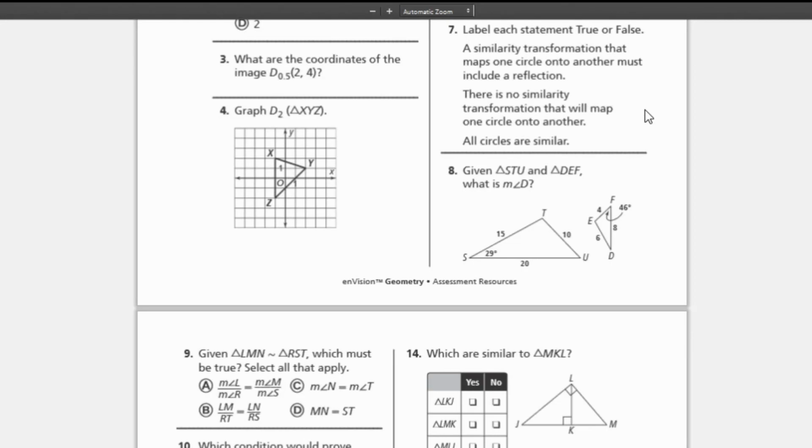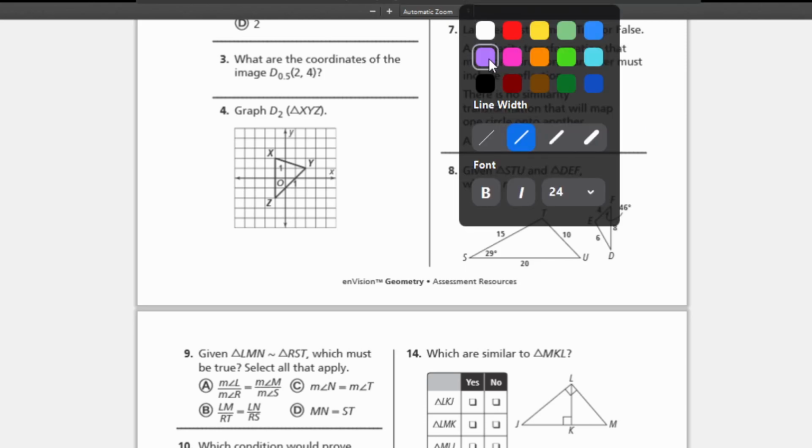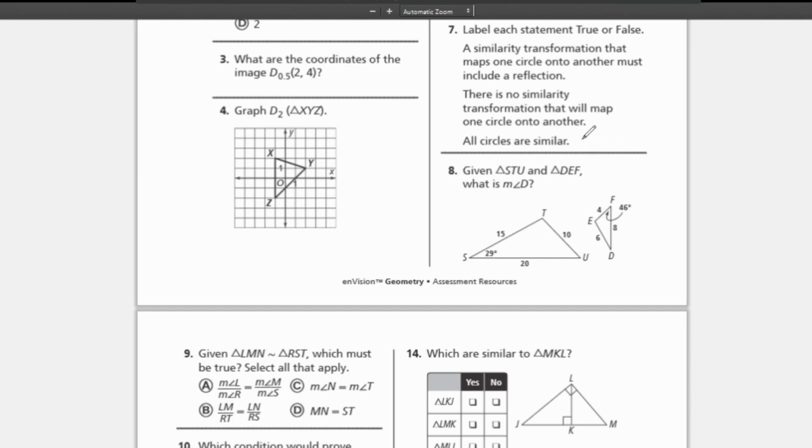Alright, number 7. This is pretty much straight out of the notes. Label each statement true or false. The one I'm going to go with first is that last one. All circles are similar. We said this a bunch of times. I've kept saying it. We talked about quarters being scaled to the size of tires, clocks being scaled down to the size of quarters, a bunch of things, right?